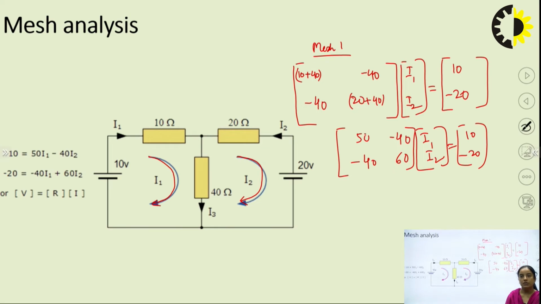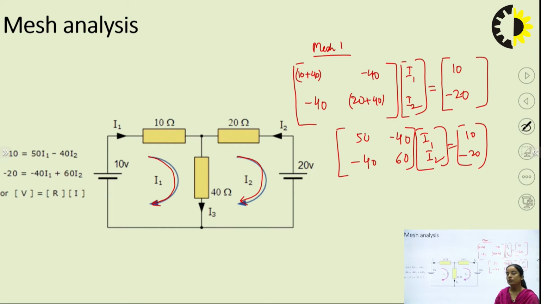In mesh analysis, what is the advantage? We can write mesh equations directly in matrix form. This is a 2 by 2 matrix. If there are 3 meshes, then this matrix will be 3 by 3. That can also be written easily by just visualizing the network.